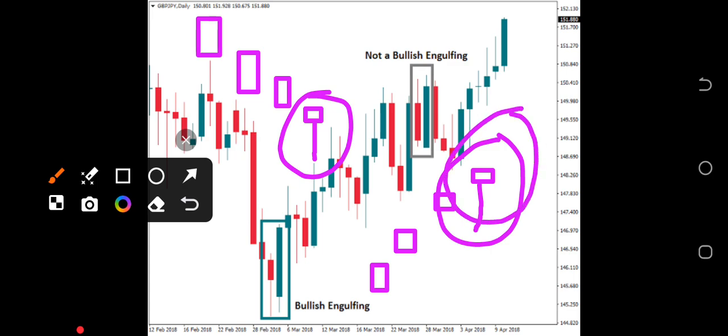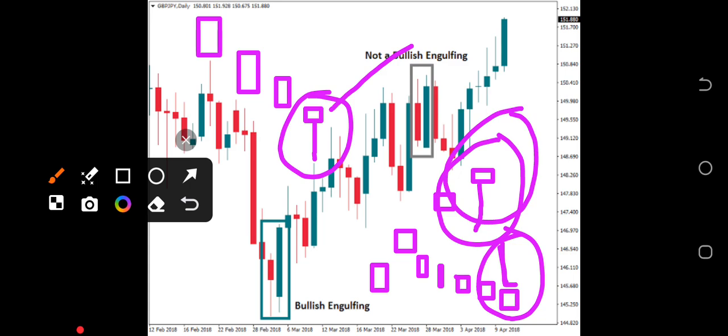Then for an inverted hammer, it will appear in a downtrend but opposite of hammer. So you have a downtrend like this, and then you now have something like this. This particular candle is called an inverted hammer. So have it in mind, the hammer and the inverted hammer will appear in a downtrend but opposite each other.